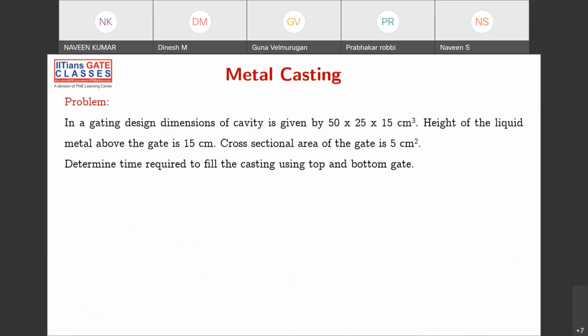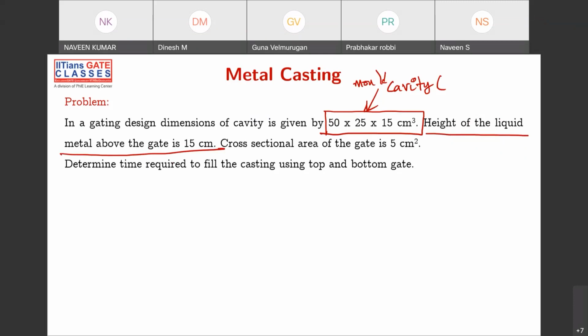Now, there is obviously some question given here. What did they ask in a gating system? Dimensions have been given. This is the dimensions of your casting, the mold cavity. Now, height of the liquid metal above the gate is 15 centimeters. What does that mean? Anyone? What does this sentence mean? Let me draw the dimensions.